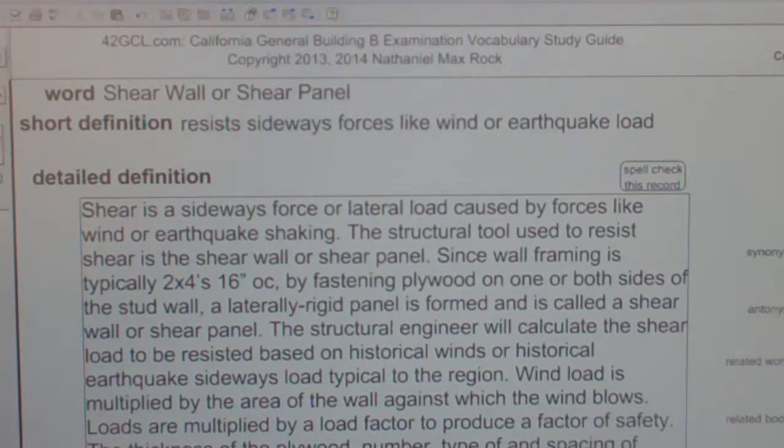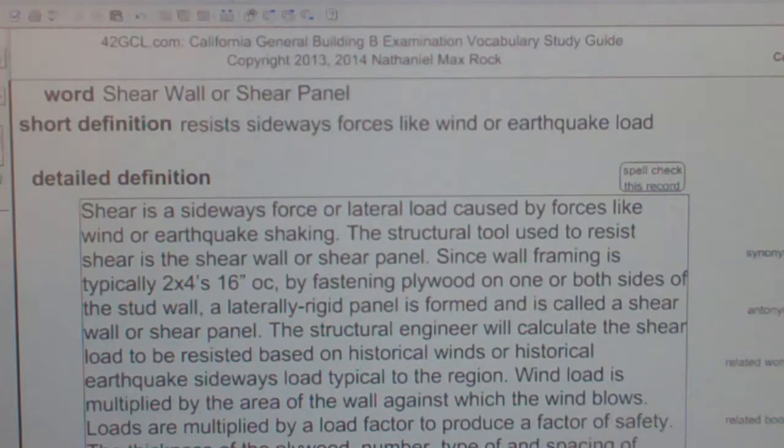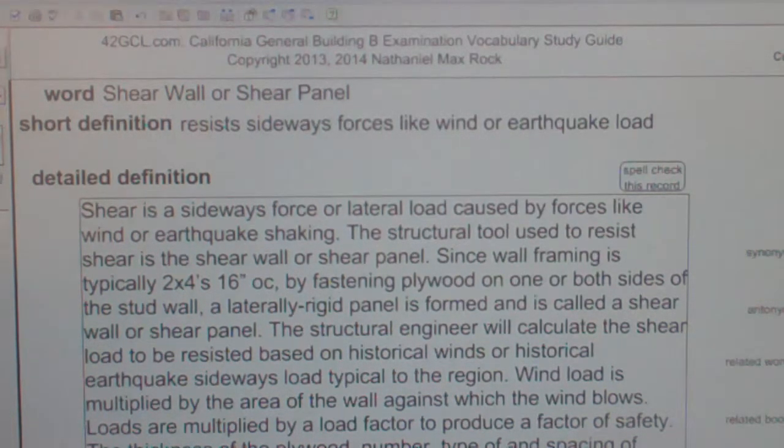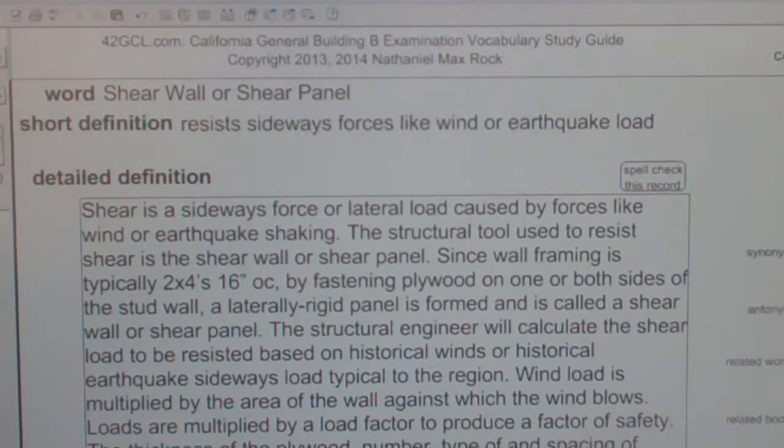Since wall framing is typically 2x4, 16 inches on center, by fastening plywood on one or both sides of the stud wall, a laterally rigid panel is formed and is called a shear wall or shear panel. The structural engineer will calculate the shear load to be resisted based on historical winds or historical earthquake sideways load typical to the region. Wind load is multiplied by the area of the wall against which the wind blows.